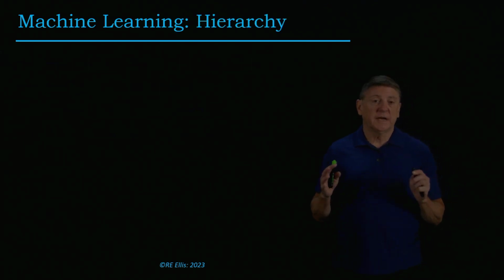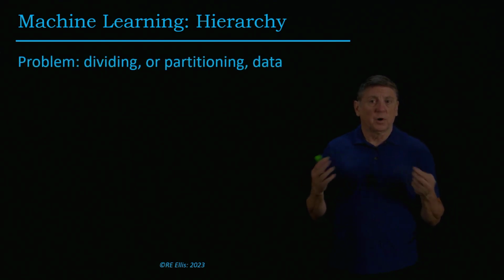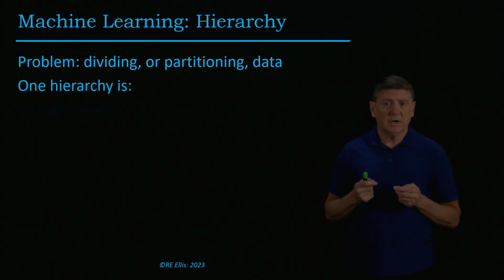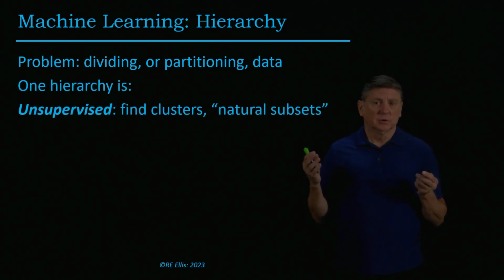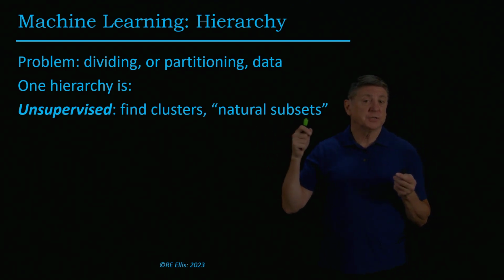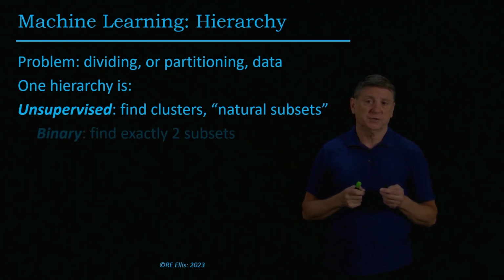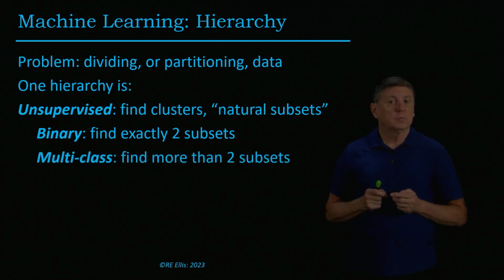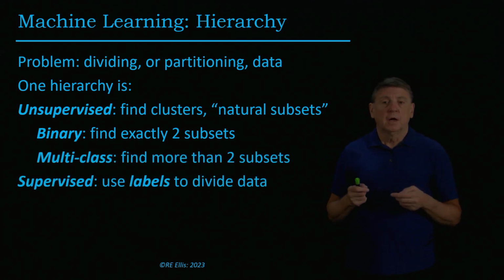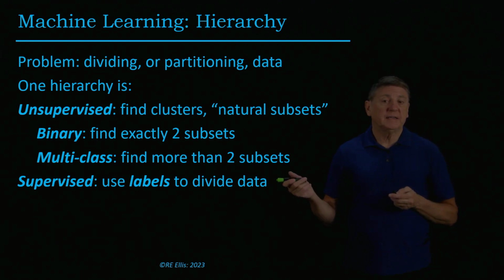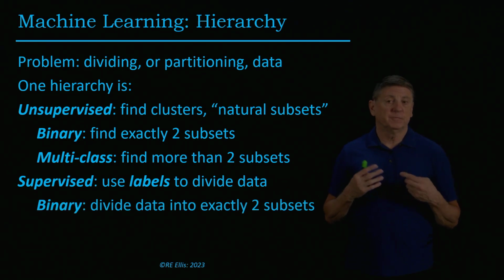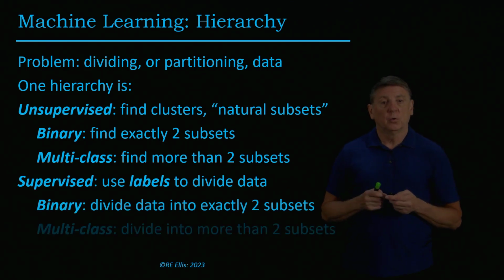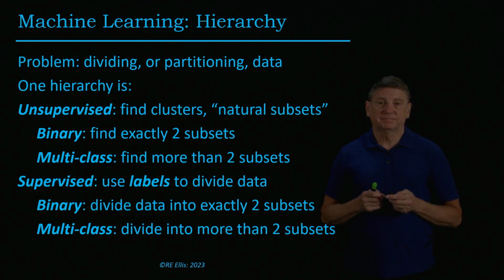Machine learning can be broken down in a simple hierarchy. The problem that we'll be looking at is how to divide or partition some data. One hierarchy is that unsupervised learning is a problem of finding natural subsets in the data, and we'll call those clusters. This could be binary, where there are exactly two such subsets that are sought, or it might be multi-class. In supervised learning, we are provided labels that are used to divide the data ahead of time. And again, this comes in a form of binary supervised learning or multi-class supervised learning.